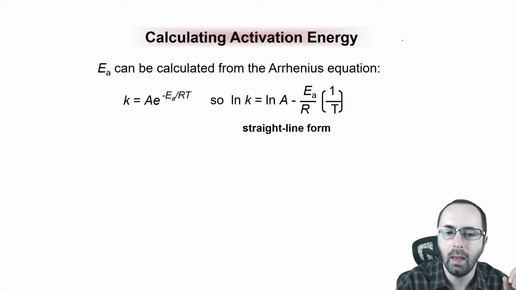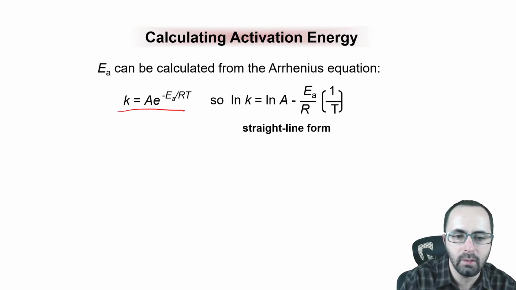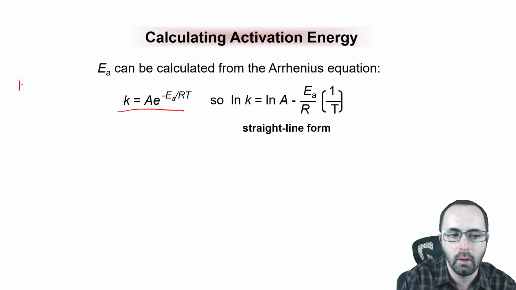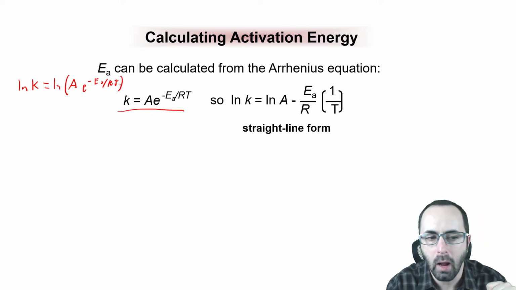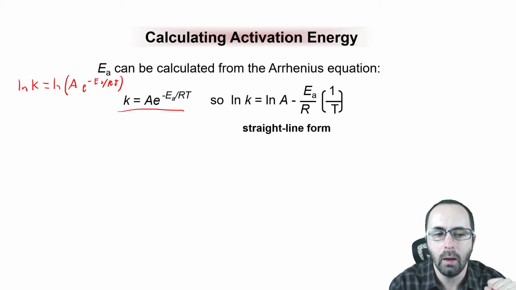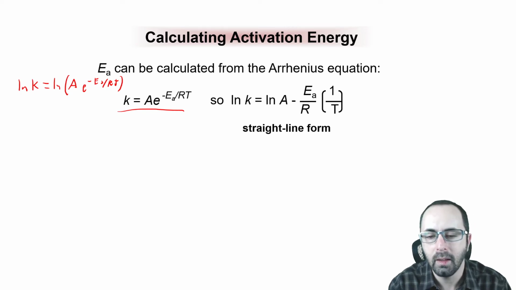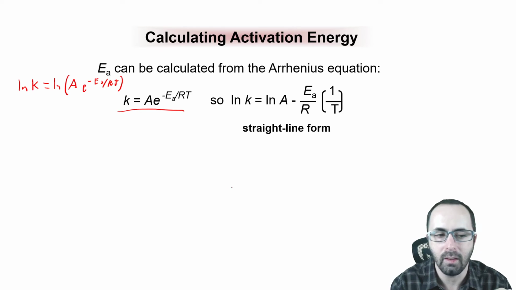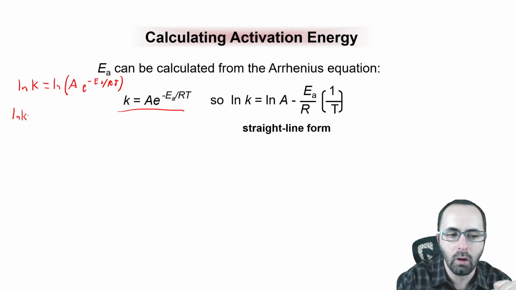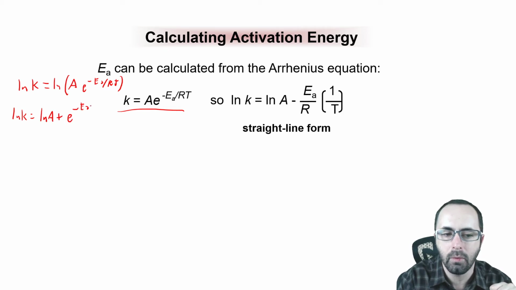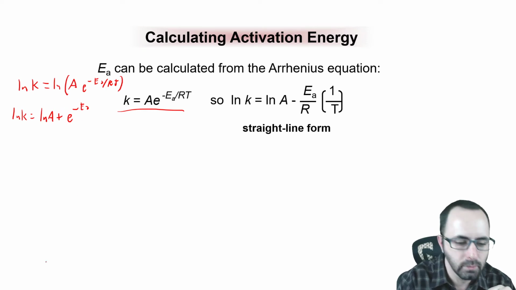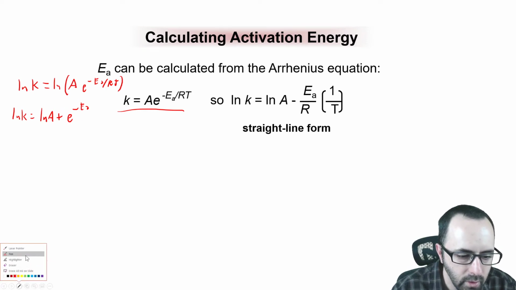Well, if you take this Arrhenius equation right here and you take the natural log of both sides, you get the natural log of k equals the natural log of A e to the minus activation energy over RT. Now, from our algebra rules, you may remember that if you have the natural log of two things multiplied, that's the same as the separate things added. So we get natural log of k equals natural log of A plus natural log of e to the minus EA over RT. Sorry, I forgot my natural log there.